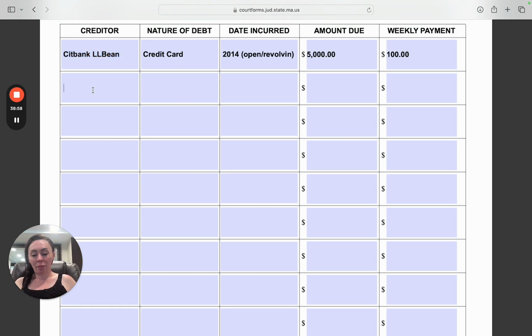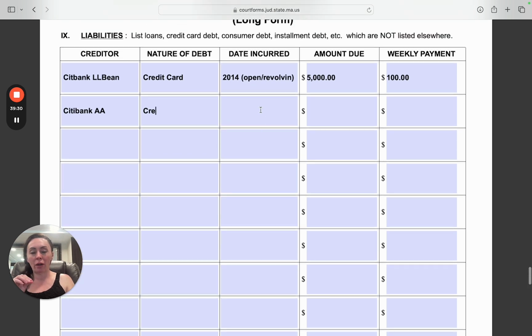Now, I see a lot of times people might have more than one Citibank card, right? So if you have a couple of Citibank cards or a couple of Discover cards or whatever, make sure that there's some way to differentiate that on your financial statement. So maybe it's Citibank American Airlines. Make sure that you're setting out what we're talking about, because on this particular section, there's no way to list your account number. If we call everything Citibank, there's no way to really know. So make sure that you're doing that.